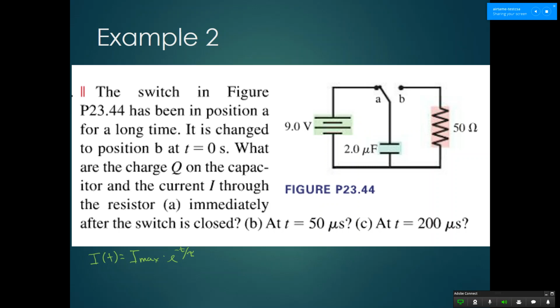So RC is our time constant for this, and this is for discharging or for charging? Discharging, absolutely. So we're going to do 50 ohms multiplied by our capacitance, which is 2.0 times 10 to the minus 6.